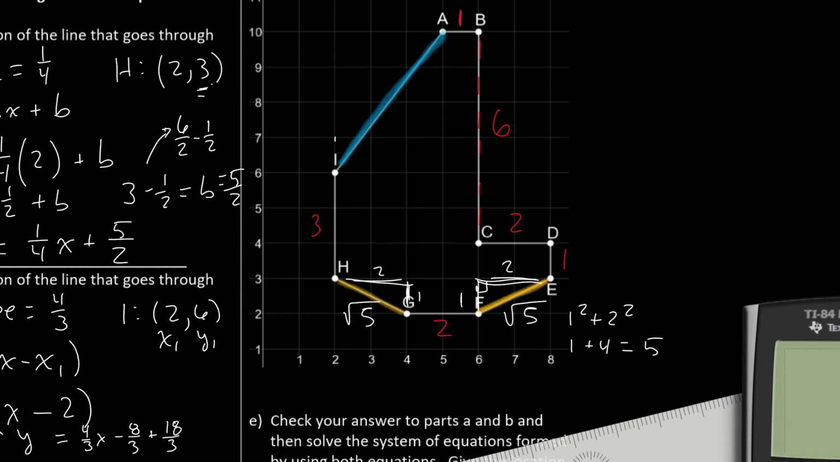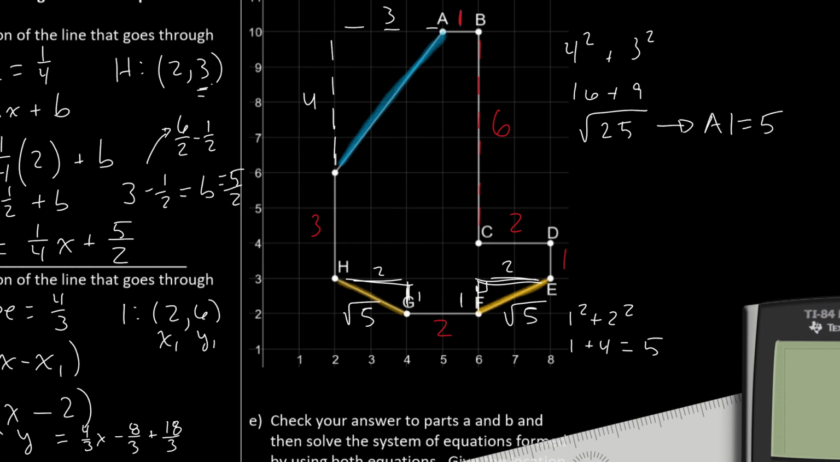And then for this one, I've got a 1, 2, 3, 4, and a 1. Oh, that's beautiful. This is a 4 and a 3. This is a Pythagorean triple. 4 squared is 16. 3 squared is 9. 16 plus 9 is 25. And the square root of 25 is the length of that segment. So segment AI is 5 units long. So this is 5.